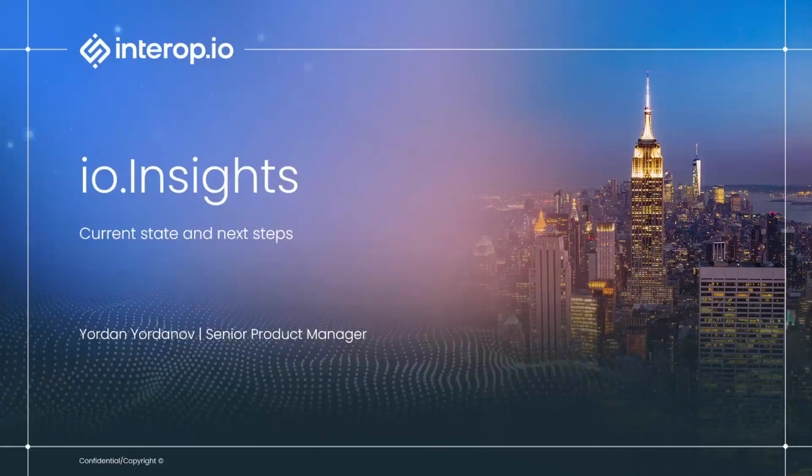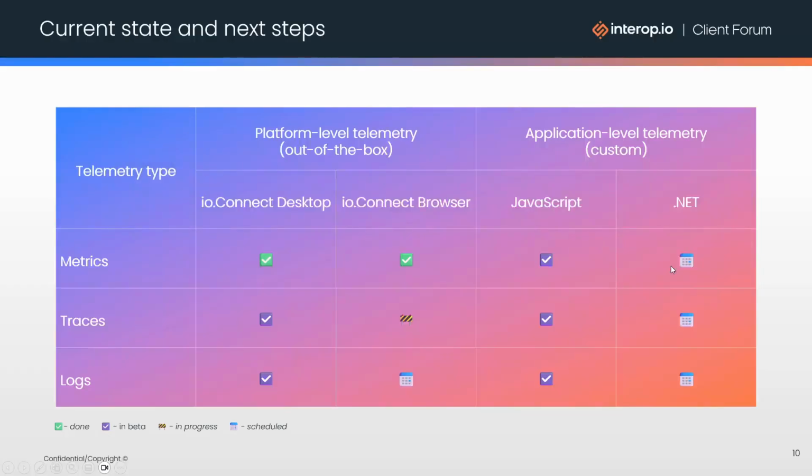Okay, thanks for that, Velko. It was very insightful. We're going to wrap up by talking about what the current state and next steps are. So, this table showcases the current state and what we have planned for the midterm for io.Insights. Let's first walk you through what each of the columns means.